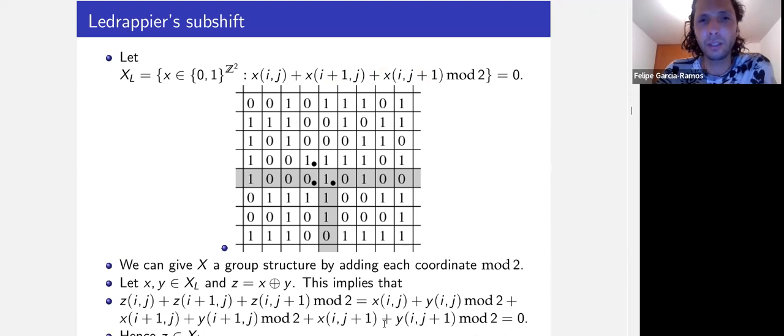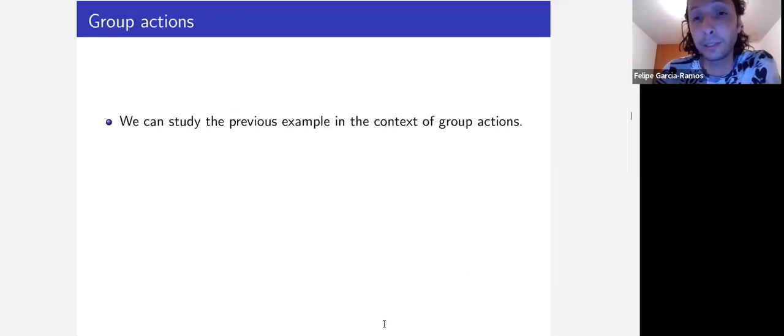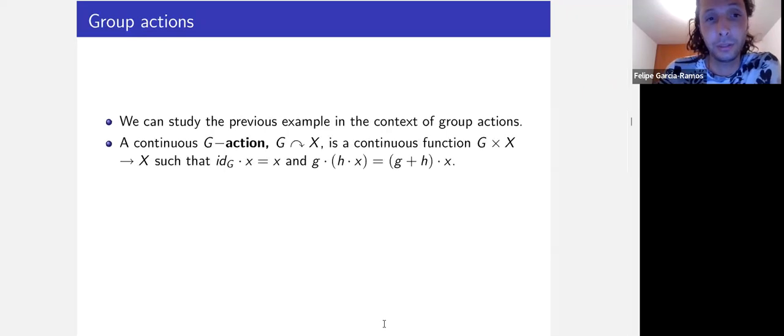Right now it's not very clear that this is a dynamical system, and actually it's not a dynamical system in the classic sense. It's a dynamical system in the sense of group actions. A continuous group action is a product of a group and a topological space, so it's a function that goes from G times X to X. In general, we will denote this by using this dot. This is the element in the group, and this is the element in the topological space.